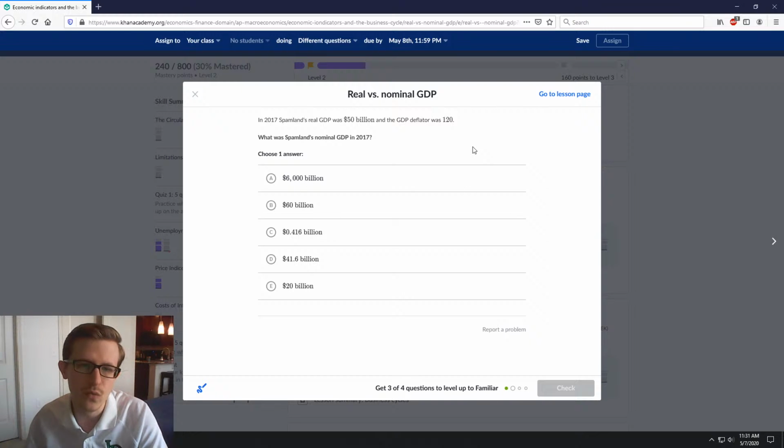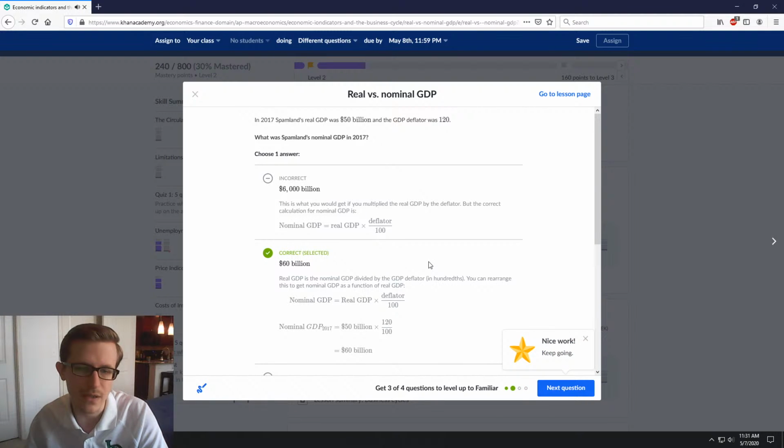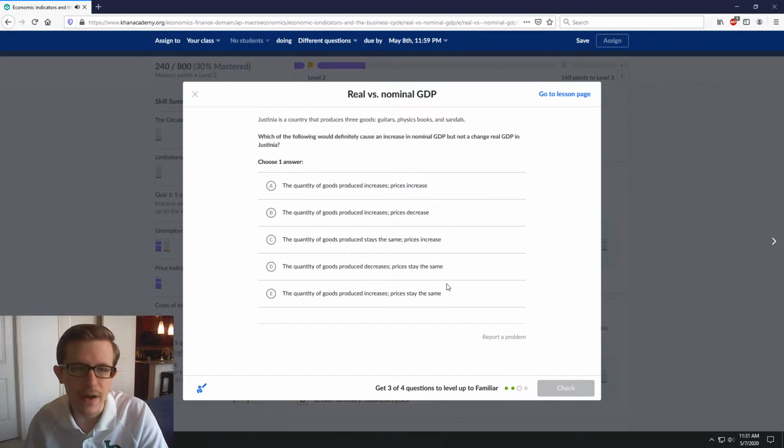There should be about a 20% difference. So definitely not 60 billion. There is a 20% difference here. Definitely not 0.4, definitely not 20, likely not to be 41.6. There we go. Good job there.